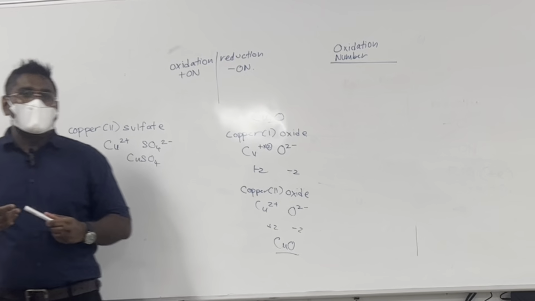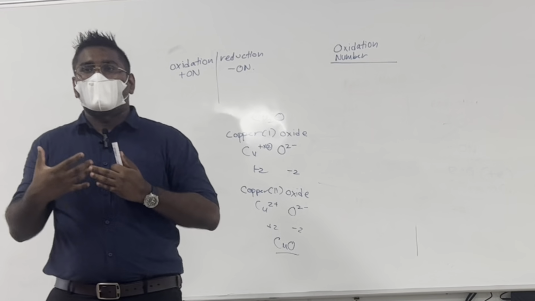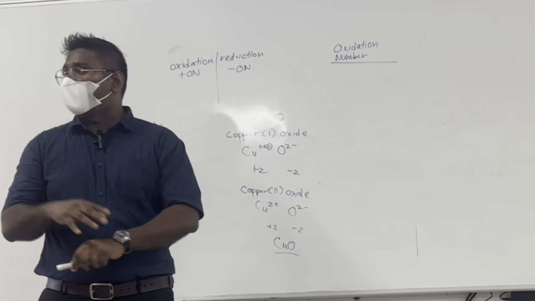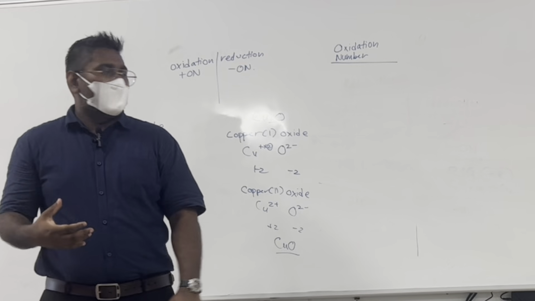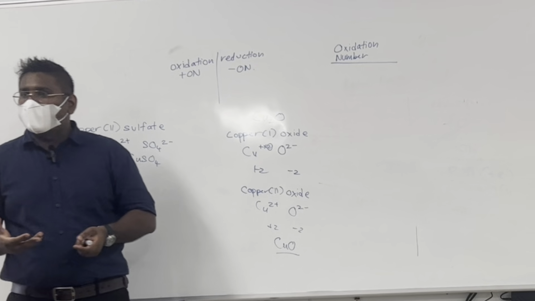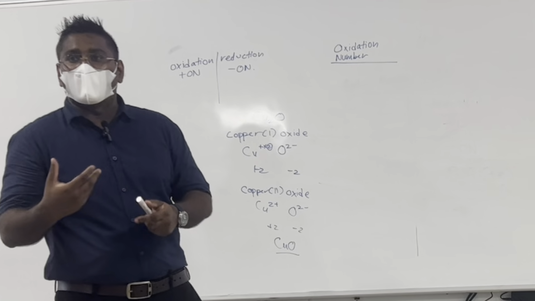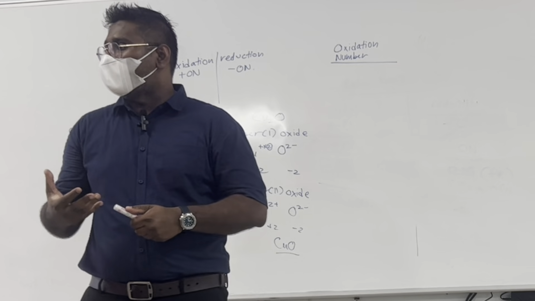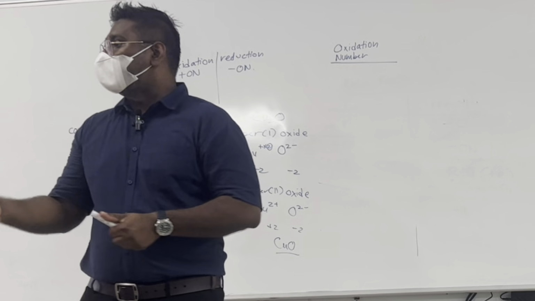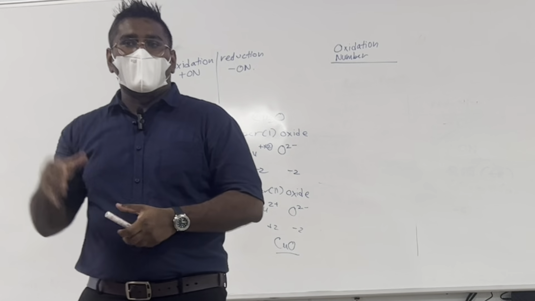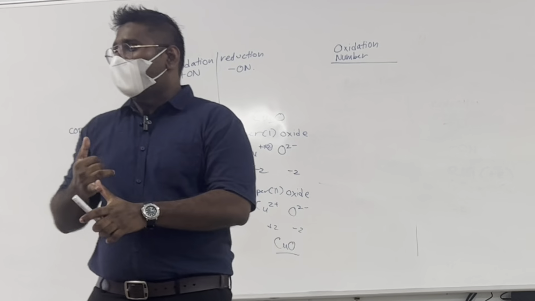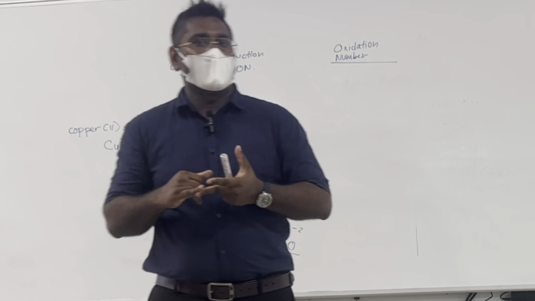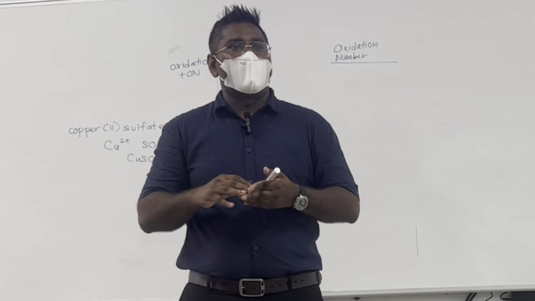Why is there a need for us to write the oxidation number? Because in IGCSE you would have learned that transition elements, copper, manganese, chromium, all these are transition elements. And transition metals have certain properties. One of the properties is they have variable oxidation number. If you can recall what you learned last time, transition elements can also be used for catalysts, they can form colored complexes, and they also have variable oxidation number.